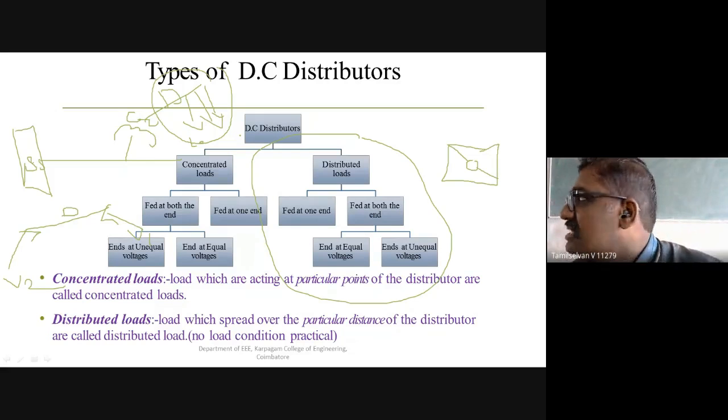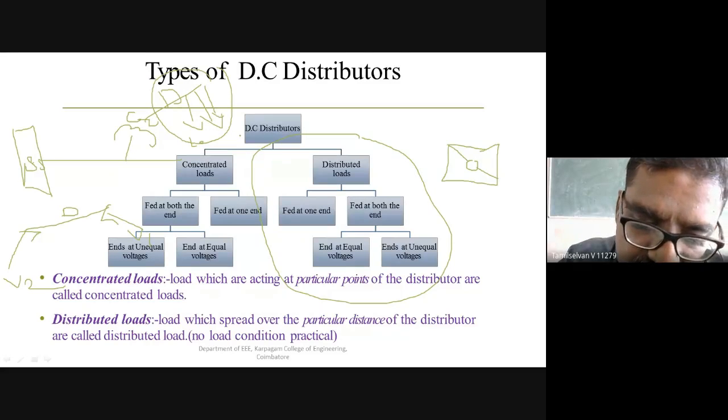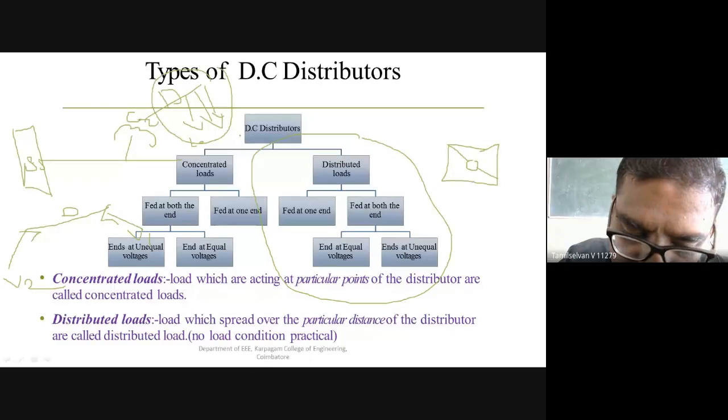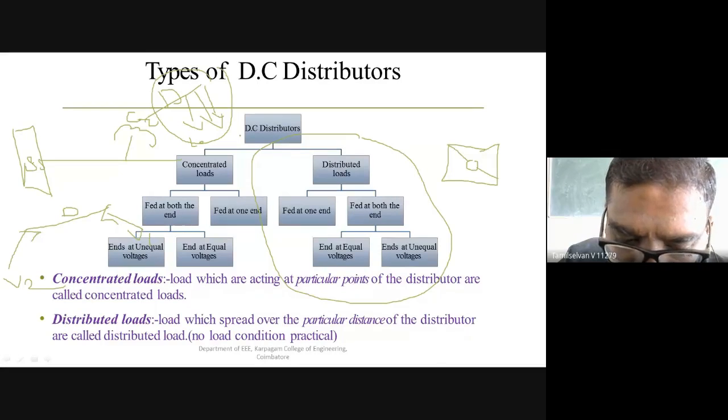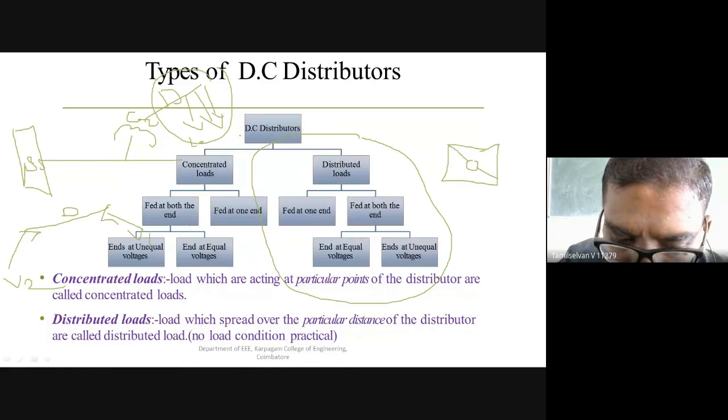Here the important thing is that you have to know Kirchhoff's current law. What is Kirchhoff's current law? Can anyone state the law? Jivita?